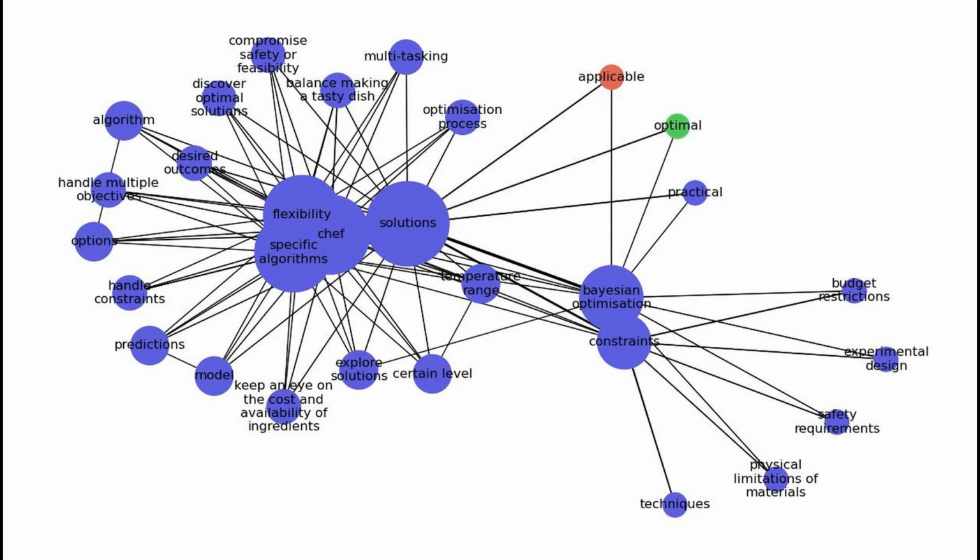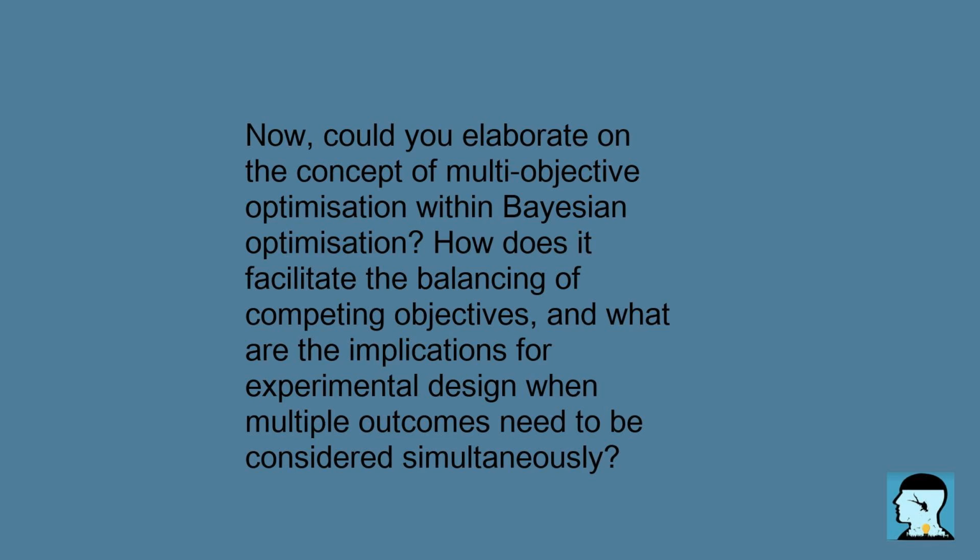Moreover, Bayesian optimization allows for the exploration of solutions that not only meet the desired outcomes, but do so while respecting the constraints. This flexibility means that the process can still discover optimal solutions without compromising safety or feasibility. Overall, by effectively integrating constraints into the optimization process, Bayesian optimization helps ensure that the solutions found are not only optimal but also practical and applicable in real-world scenarios. That's an excellent way to depict how constraints are managed.